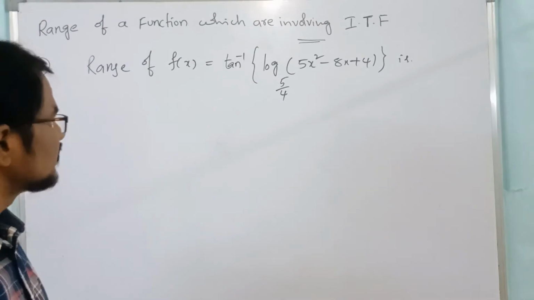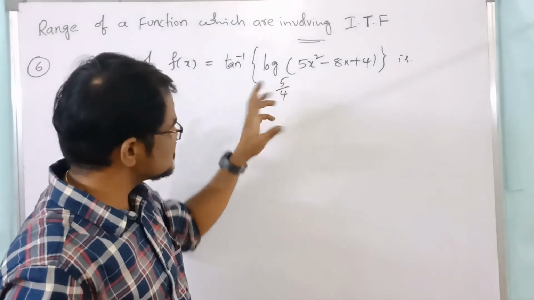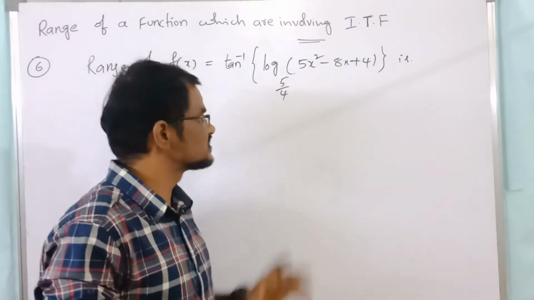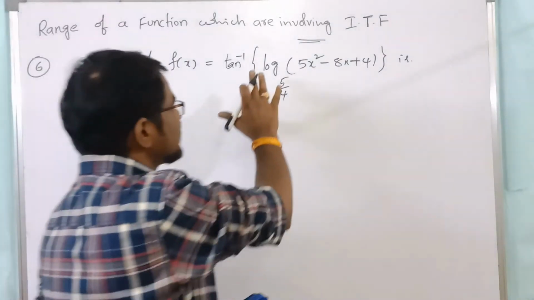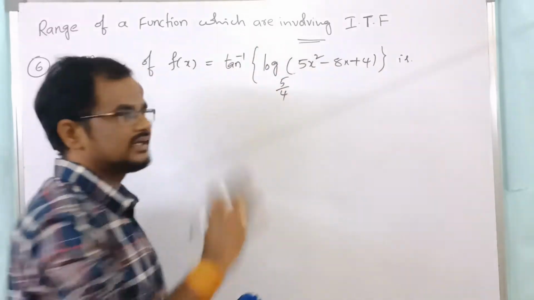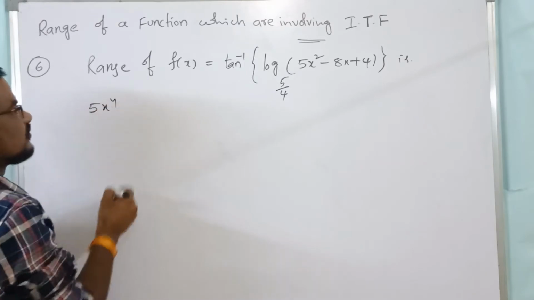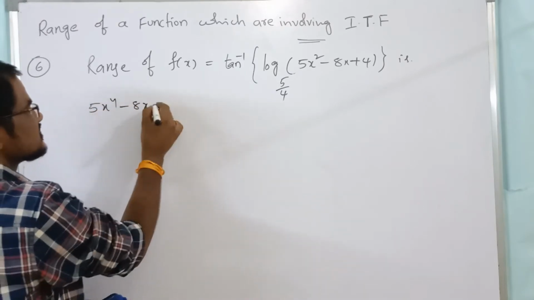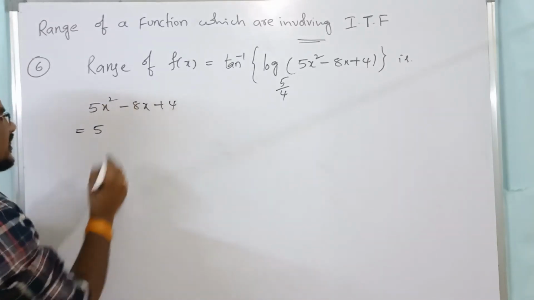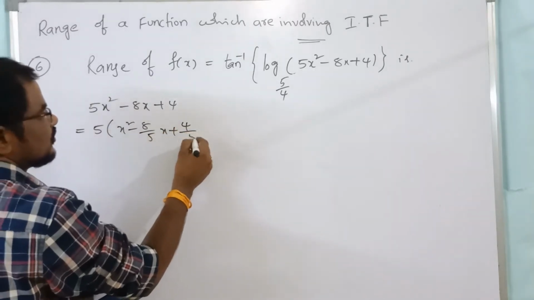See the sixth problem. Here also it is the same as the previous problem, but in the previous one a was between 0 and 1. Here 5 by 4 is greater than 1. That is the difference. So here also we first have to find the range of this function. After that we have to apply the inverse. For that, take this function x to the power of 4 minus 8x plus 4. Take out 5: x square minus 8 by 5 x plus 4 by 5.